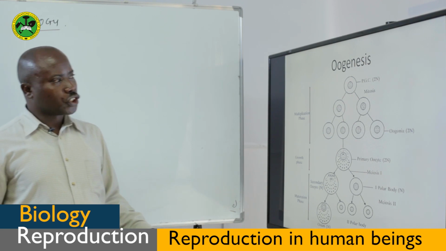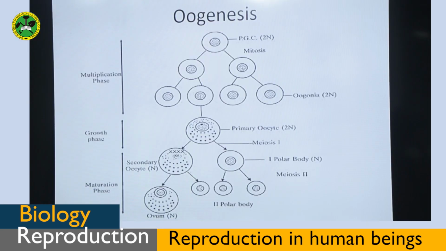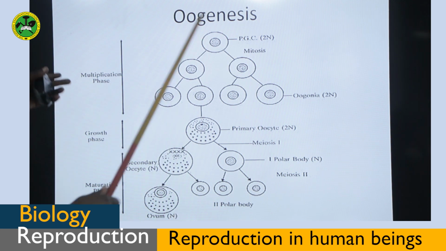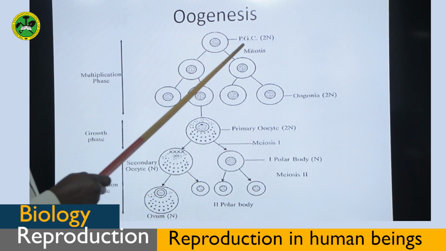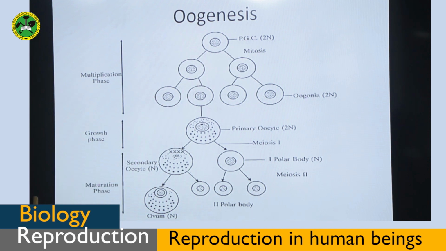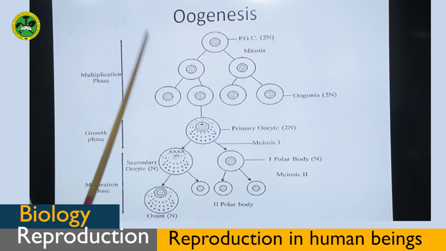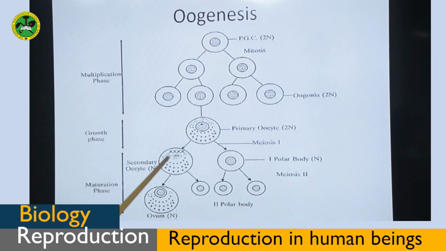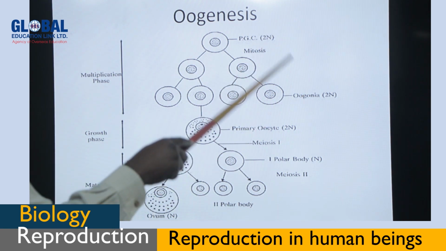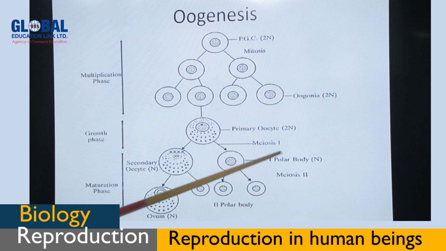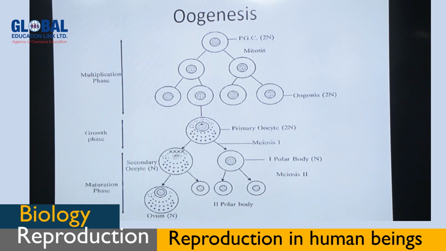The next diagram shows the process of oogenesis. As you can see here, all of you, we have primordial germ cells, the diploid cells, as I said, which are in the Graafian follicle. These undergo mitosis a number of times, producing other diploid cells, the oogonia. As I said before, this phase of forming oogonia occurs during fetal development.